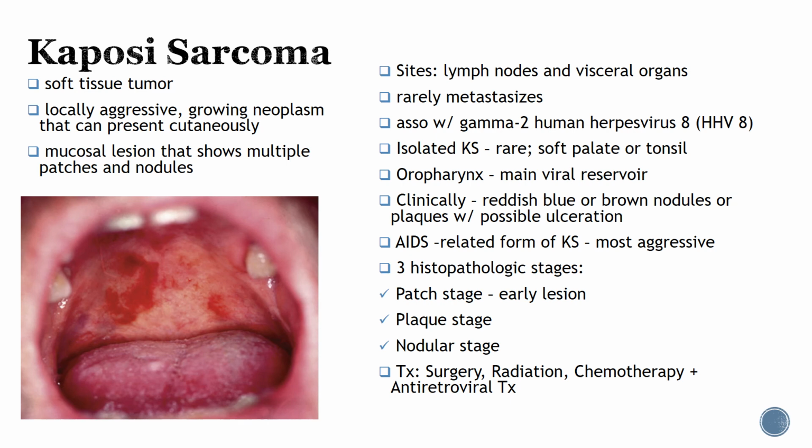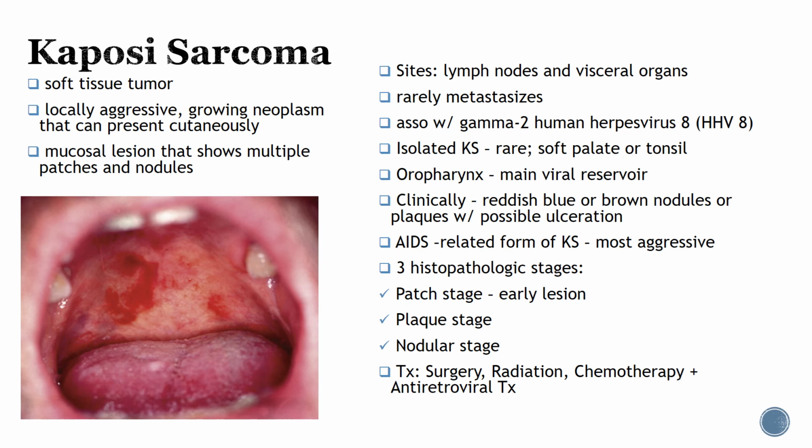Kaposi sarcoma, which was discussed earlier, is a soft tissue tumor, a locally aggressive growing neoplasm that can present cutaneously, but it can also present as a mucosal lesion that shows multiple patches and nodules. It can affect lymph nodes and visceral organs. It rarely metastasizes and is grouped into the intermediate type vascular tumors and is associated with gamma-2 human herpesvirus 8 infections. The isolated Kaposi sarcoma of the oropharynx is rare but can be present in the soft palate or tonsil.